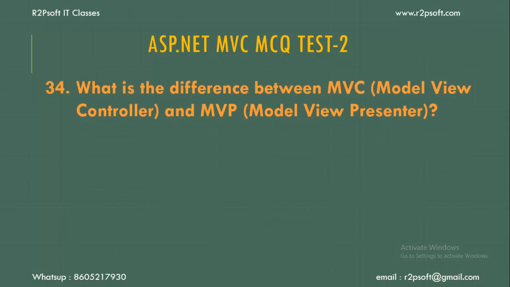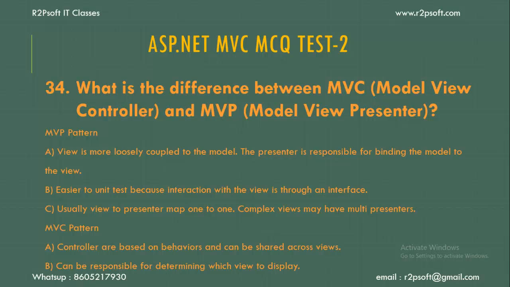34. What is the difference between MVC (model view controller) and MVP (model view presenter)? This is the answer, and we will start from the MVP pattern. A. View is more loosely coupled to the model. The presenter is responsible for binding the model to the view. B. Easier to unit test because interaction with the view is through an interface. C. Usually view to presenter map 1 to 1. Complex views may have multi-presenters.